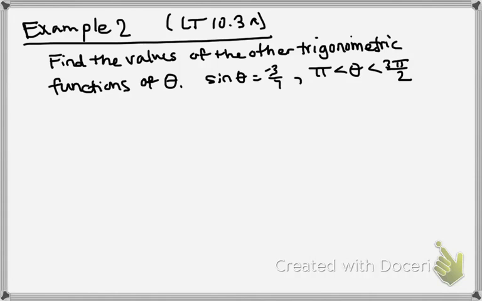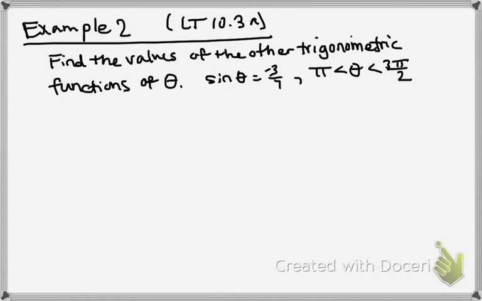So this is example 2, learning target 10.3a. Find the values of the other trigonometric functions of theta when sine of theta is equal to negative 3/7 and theta is going to be between pi and 3 pi over 2. The first thing we want to do, like we did on the last one, is try to find an identity that uses sine and some other trig value.